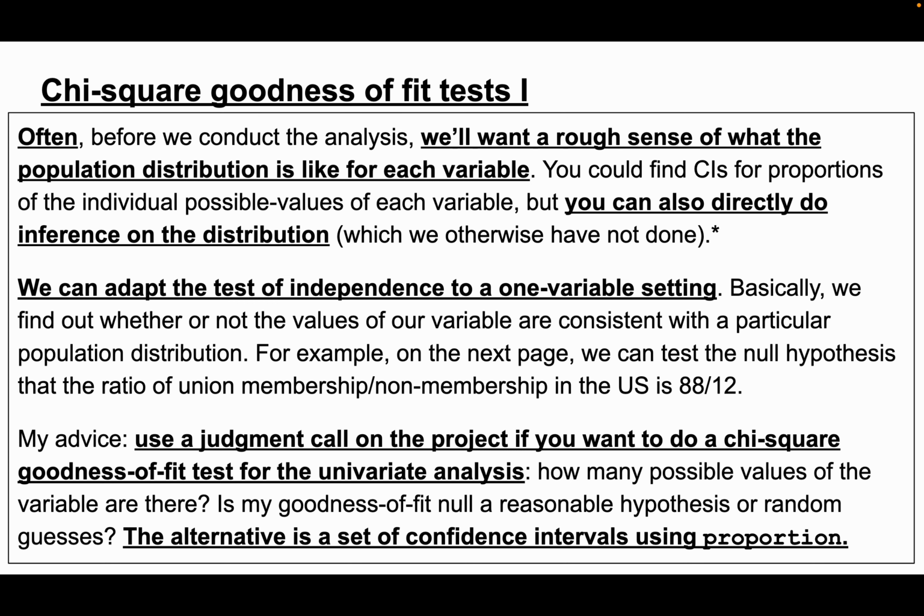Here's my practical advice. On the project, use a judgment call if you want to do a chi-square goodness of fit test for the univariate analysis. Some things you might consider would be, how many possible values of the variable are there? Is my goodness of fit null a reasonable hypothesis, or is it random guesses? The alternative that you could use is a set of confidence intervals using the command proportion, and you may want to consider that instead. I've already shown how to do that in previous lectures, so just give that some thought.